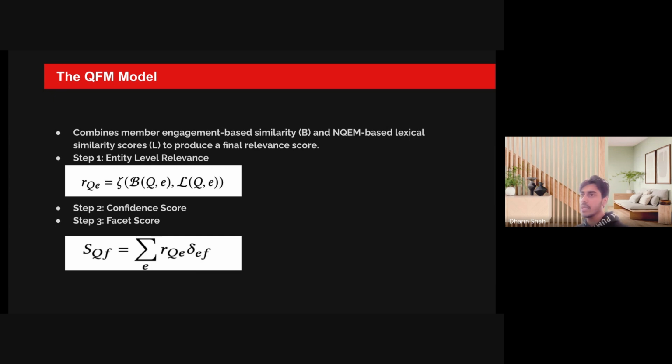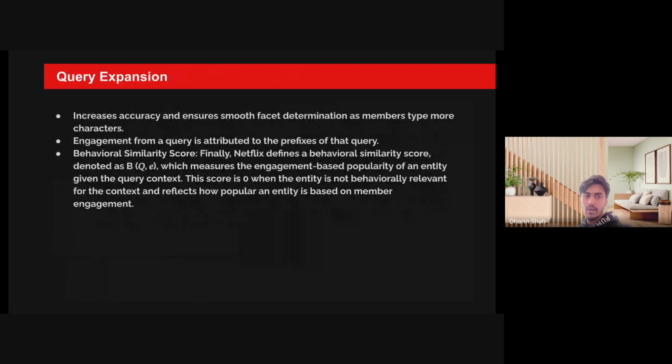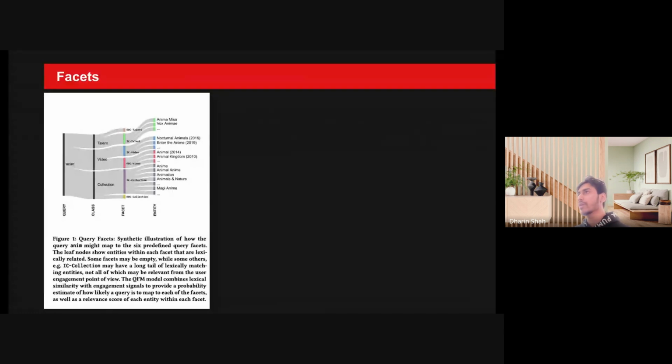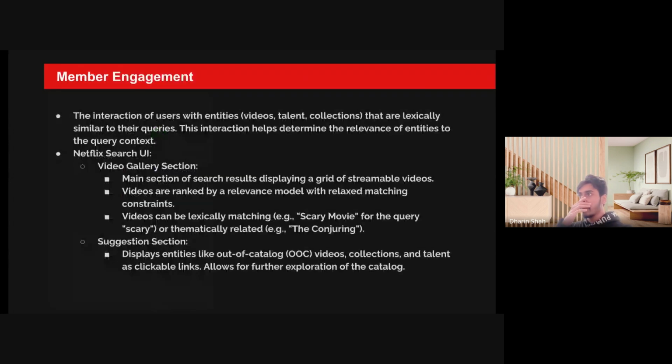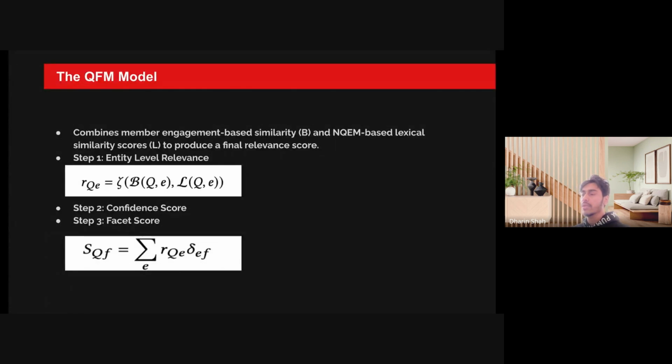So facets, as I mentioned earlier, and just to reference it back, facets are over here. It is in catalog collection, in catalog video, in catalog talent, and out of catalog collection, out of catalog video, and out of catalog talent. These are the facets. So the relevance score I was talking about is around these facets.